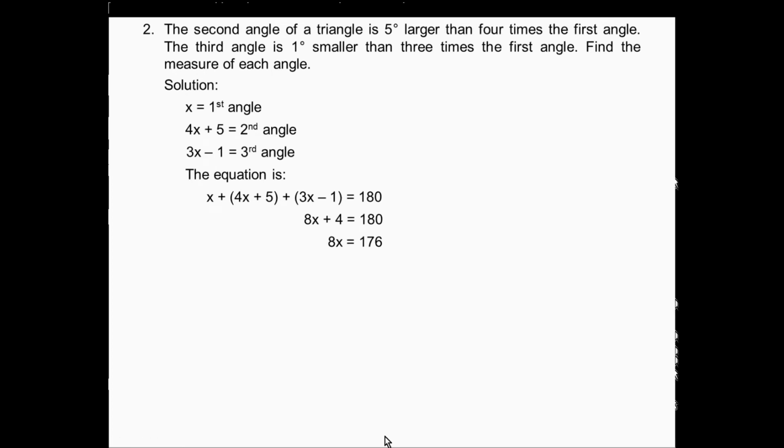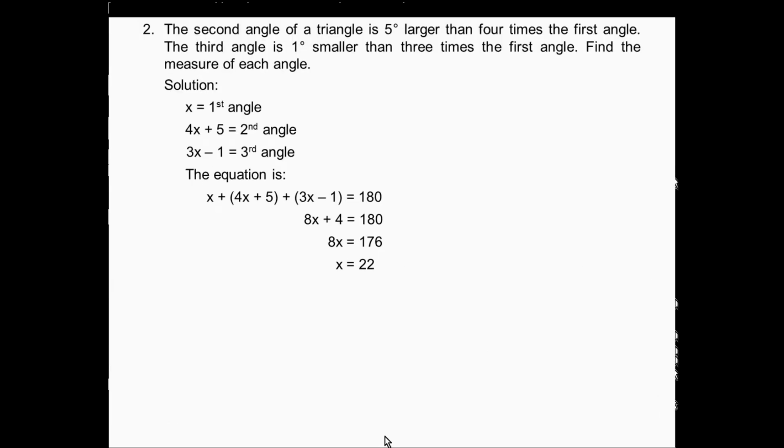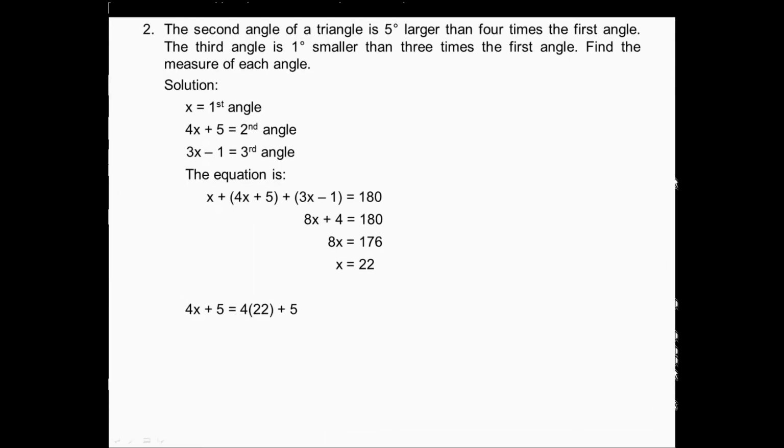Subtract 4. 8x is equal to 176. Divide by 8. x is equal to 22. So that's the first angle. The second angle is 4x plus 5. So 4 times 22 plus 5, 88 plus 5, I get 93. The third angle, 3x minus 1. So 3 times 22 minus 1, 66 minus 1, you get 65.